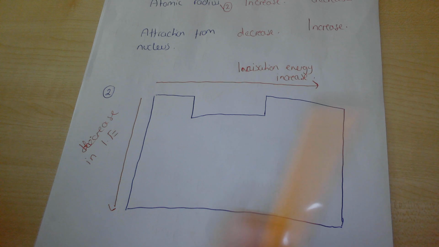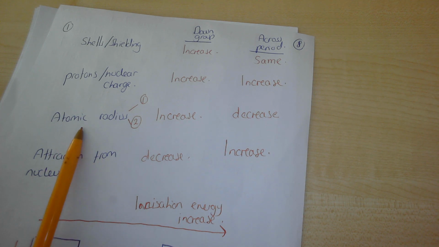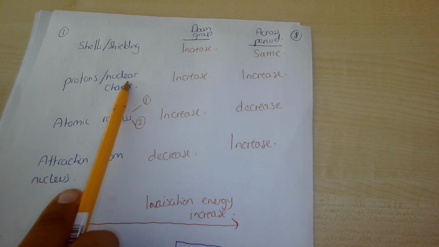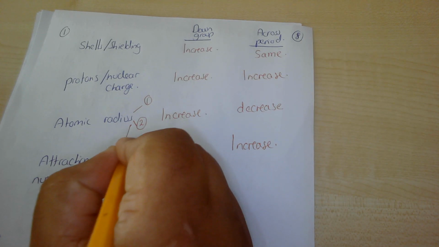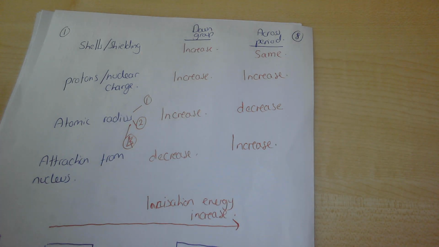As you go across the period, the ionization energy increases. Use these points to explain your answer, and if they do ask you about atomic radius, just talk about how the shell shielding stays the same and protons increase, so there's more attraction from the nucleus. You could also include point 3 and point 4 there as well, and therefore the atomic radius would become smaller.